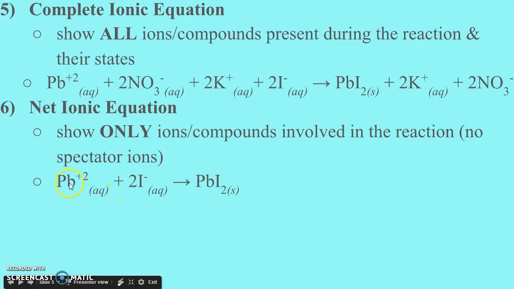These two, the lead and the iodine, are really the only ones reacting, as the other ones just stay dissolved or stay aqueous in the solution. This is what we will deal with in objective number 4. So when we get to objective number 4, we'll be writing ionic equations and net ionic equations. You'll get lots of practice with them.